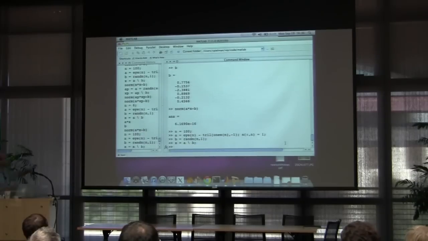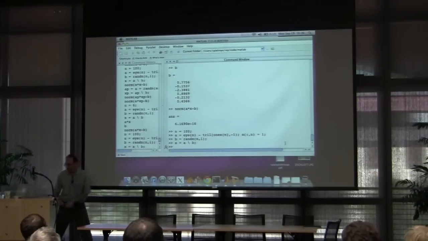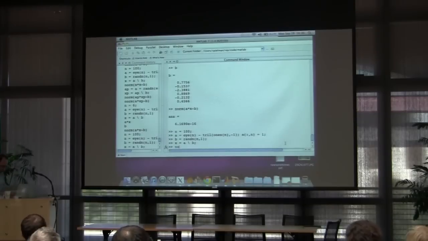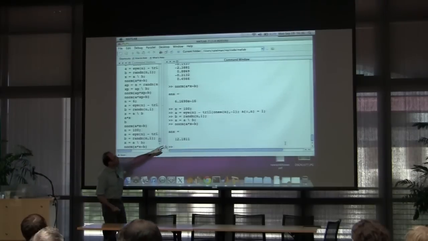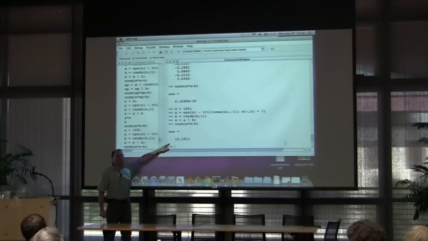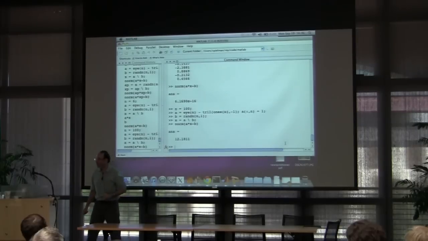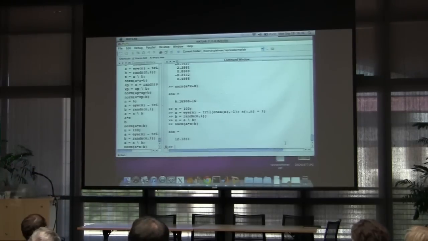OK, so now I've generated my matrix. I got a random B. I've chosen an X. And with high probability, we will see that A times X is actually very far from B. The norm of A times X minus B was 12. So nothing like 10 to the minus 6. That was a big error.